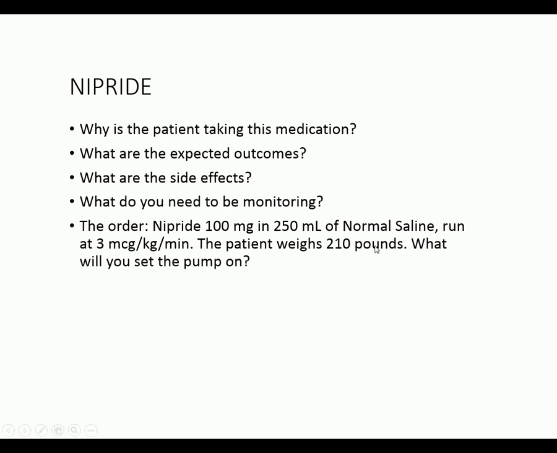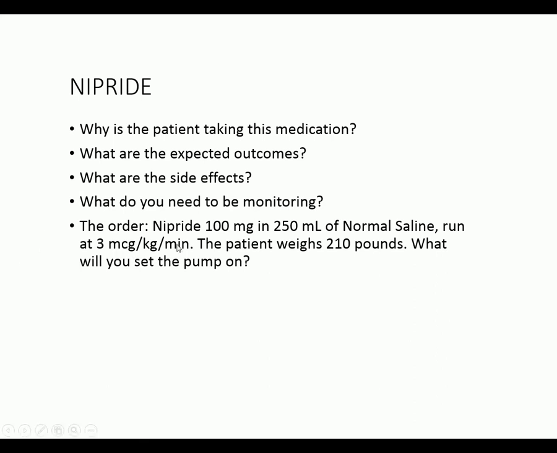Okay, you start off your problem at 210 pounds. You need it in kilograms, right? So 210 divided by 2.2 is going to give you 95.5 kilograms. They're supposed to get 3 micrograms per kilogram, so we're going to multiply that 95.5 kilograms times 3, and that's going to give you 286.5 micrograms. Okay, and that's per minute.